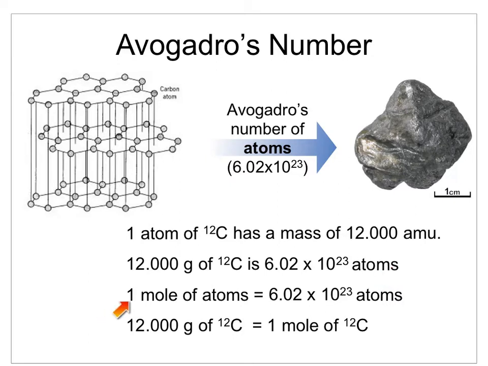Therefore, we can create a new quantity, the mole, that is the amount of any substance that contains as many elementary entities, atoms, molecules, ions, electrons, photons, etc., as there are atoms in 12 grams of pure carbon 12. This new quantity also allows us to relate the mass of a sample and the number of entities in that sample as a quantity known as molar mass.